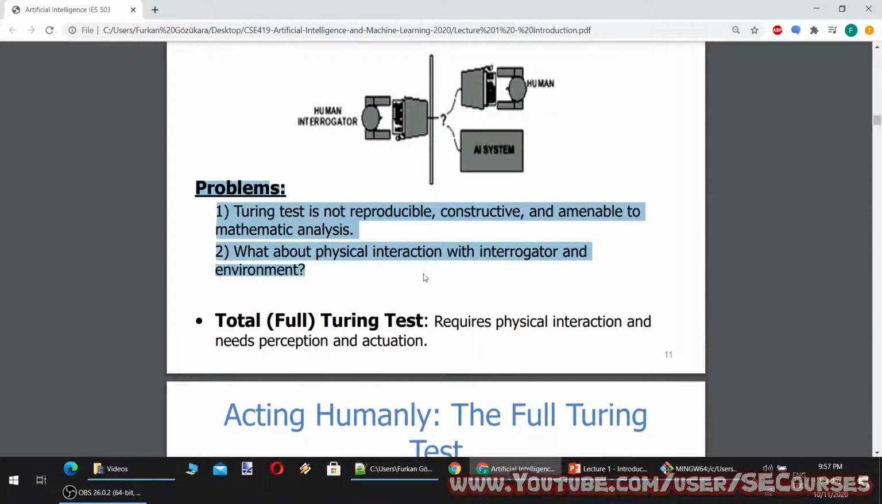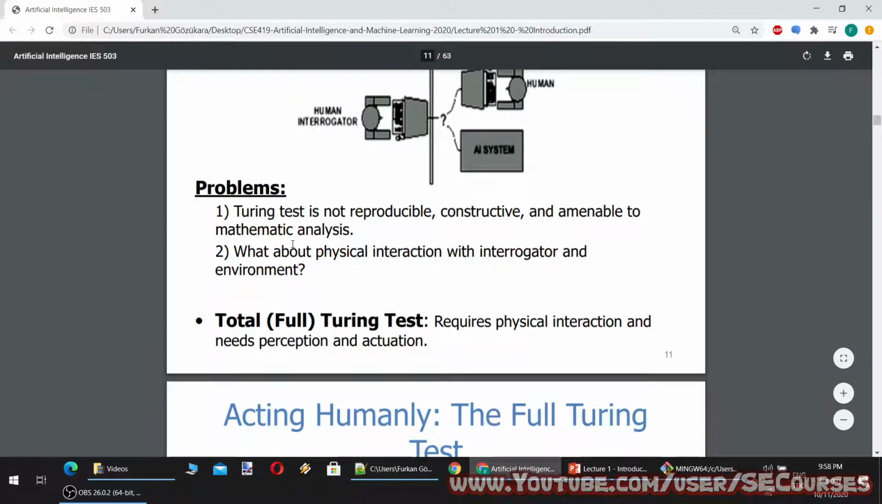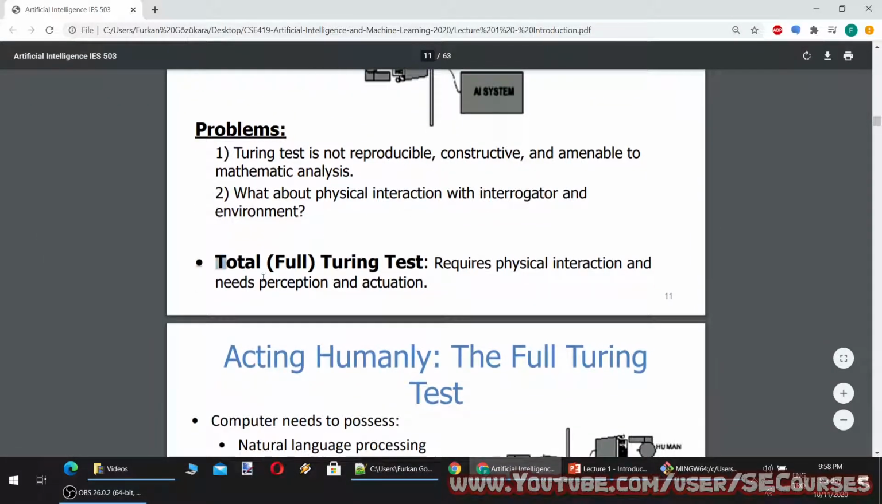Each time, the Turing test would change according to the person asking the questions. So you cannot reproduce it or test on it. So you have to have a system that is as general as possible, and in that way it would answer every person's questions. And what about physical interaction?